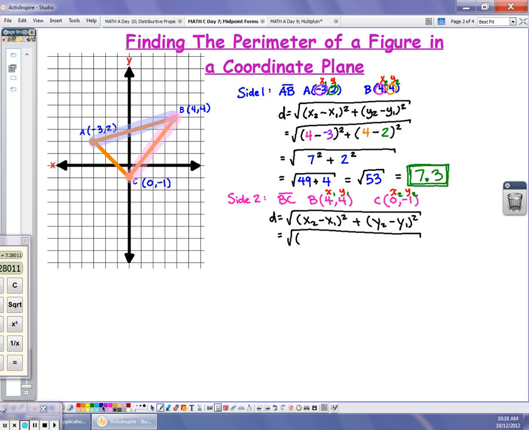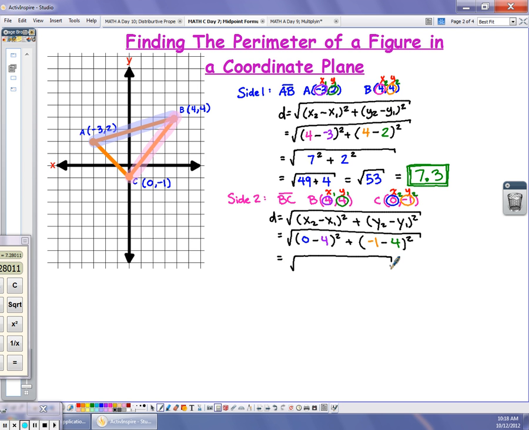In this particular case here, x2 happens to be 0, minus x1, which is 4. Close up the parentheses, put it into 2, 4 squared. The plus sign and open up another set of parentheses, and then we have y2, which is negative 1, minus y1, which happens to be 4. Close up the parentheses, put into square, and we're done with our substitution.